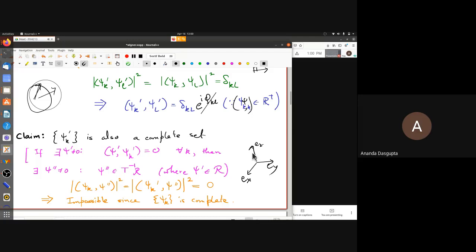If we are assuming that psi k prime is not complete, so this is a proof by contradiction, all we are saying is that if that were the case, then we would be able to find a non-zero psi prime which is orthogonal to all the psi k primes. Is that okay with everybody?